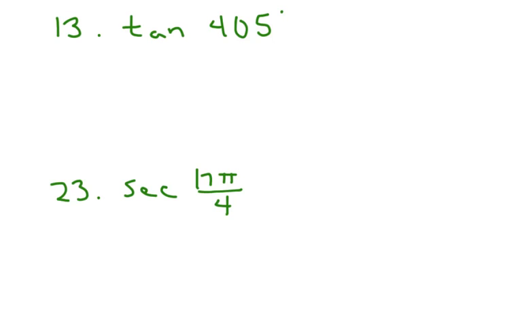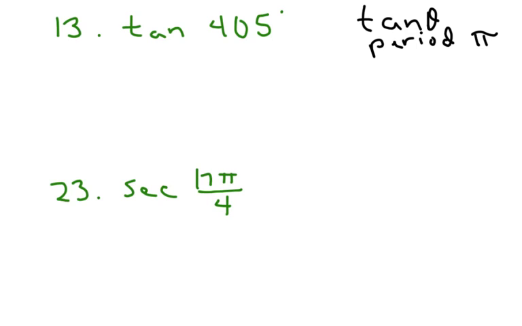For number 13, they want you to evaluate tan of 45 degrees. So what we're going to do is make a coterminal angle. Since it's periodic, we can subtract 180. Tan of theta has a period of pi. That means its values are the same every 180 degrees.